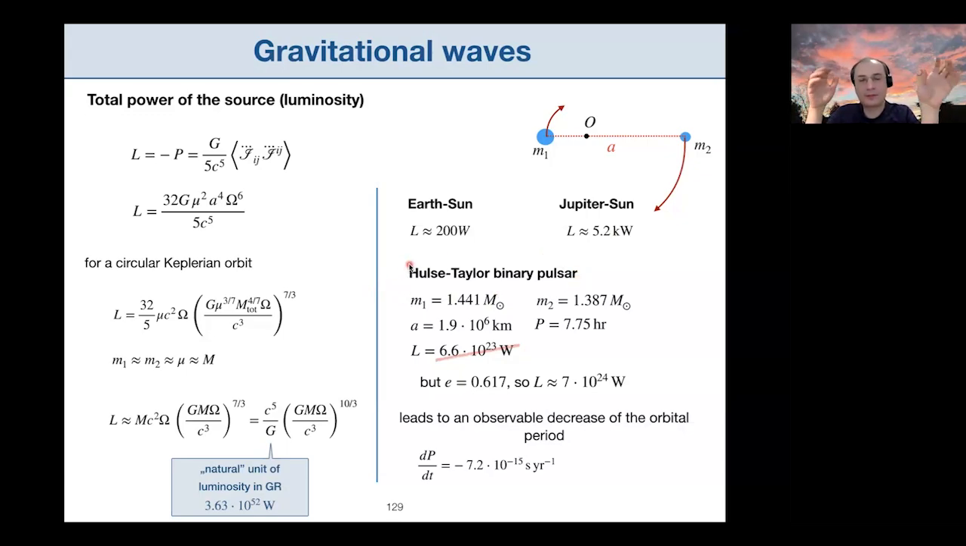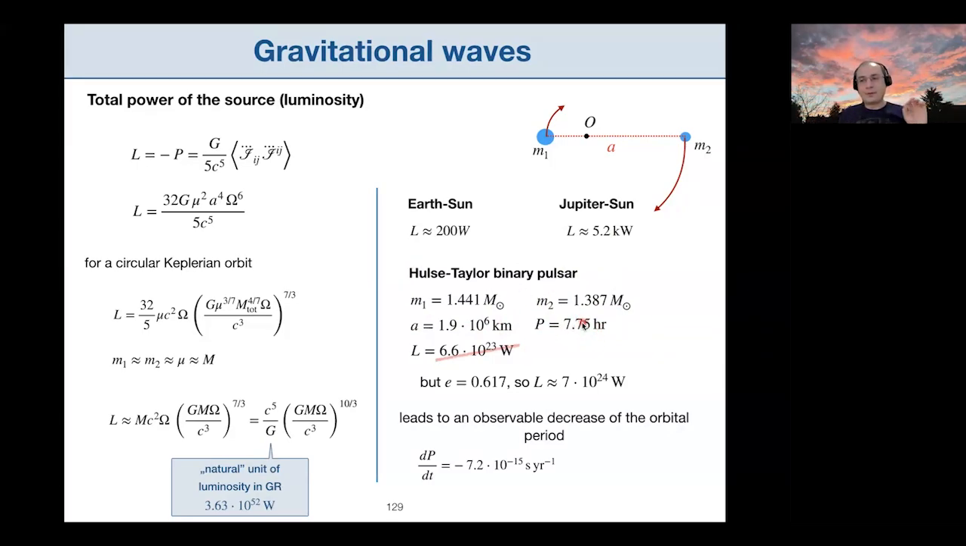So let's have a look at the Hulse-Taylor binary pulsar. We talked about this system. It's a system discovered in the 60s or maybe 70s, consisting of a pulsar, so a compact neutron star, which is emitting flashes of light in a very regular way, and a companion star, which is also a neutron star. They form a fairly tight system. They're just 1.9 10 to 6 kilometers apart. That's relatively close for this system. The period is about seven to 8 hours.